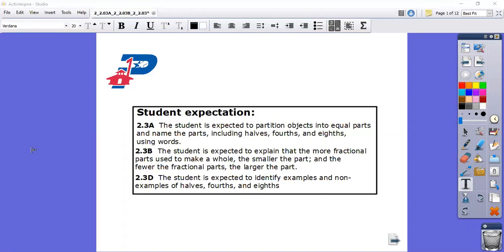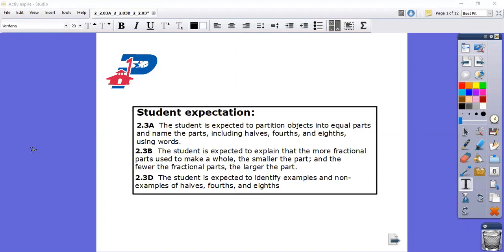We have halves, fourths, and eighths. We're going to use words and numbers today. We are going to talk about how the more fractional parts you have, the smaller they are. And the fewer parts you have, the bigger they are. And we are also going to look at examples and non-examples of halves, fourths, and eighths.